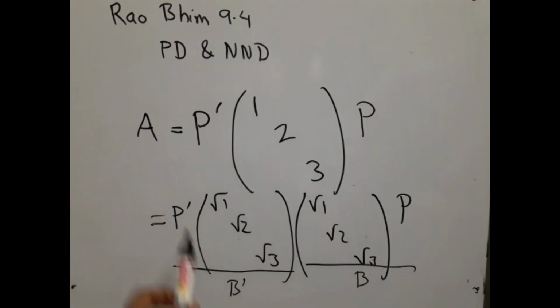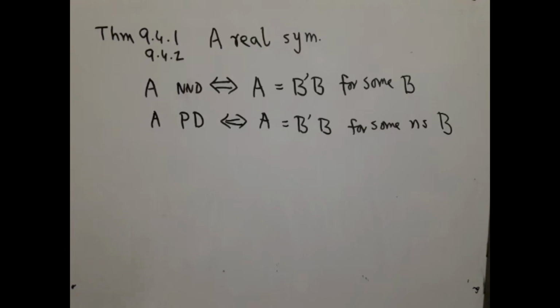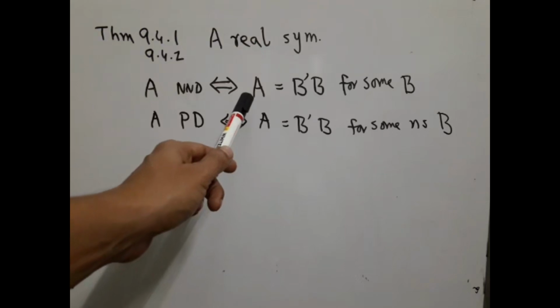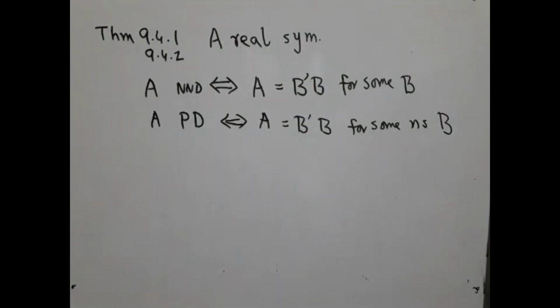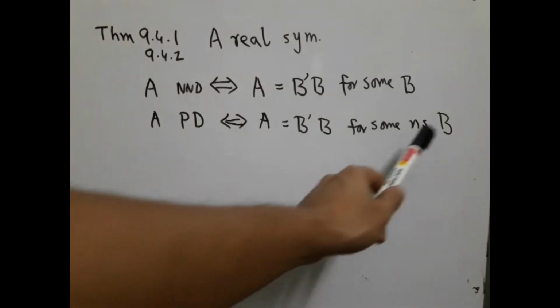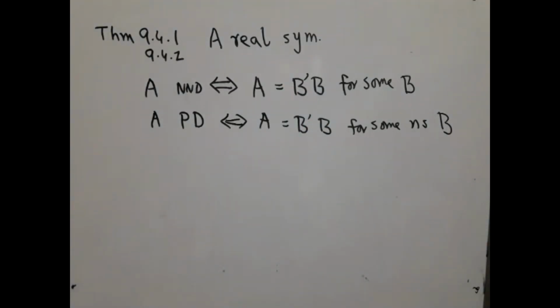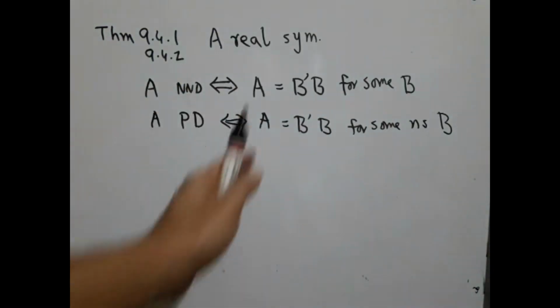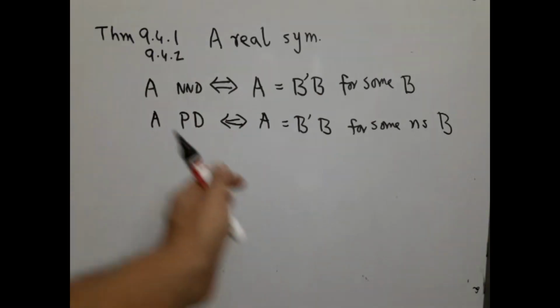Conversely, if A can be written as B transpose B, where B is a non-singular matrix, you can easily check that such an A must be positive definite. From this, we immediately get theorem 9.4.1 and theorem 9.4.2. Both of them work with real symmetric matrices, and they say A is NND if A can be written as B transpose B for some B, and A is PD if that B can also be chosen to be non-singular. Now, one way we have already checked: if it is non-negative definite, then you can write it in this way, simply by taking square root of the diagonal part.